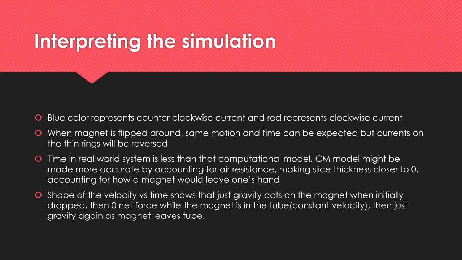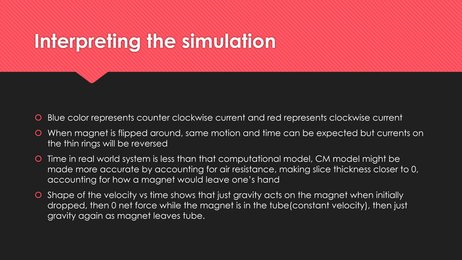My interpretations of the simulation are as follows, assuming that the mu value is around 4.3, since I believe my actual magnetic moment is around this value. The blue color represents counterclockwise current and red represents clockwise current. When the magnet is flipped around, the same motion and time can be expected, but the currents are going to be flipped. Also, time in the tube for the real-world system is less than the computational model, which can be made more accurate by accounting for air resistance, making the slice thickness closer to 0, and accounting for how a magnet would leave one's hand.